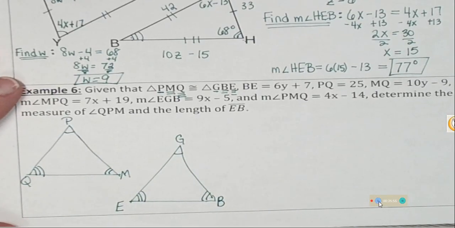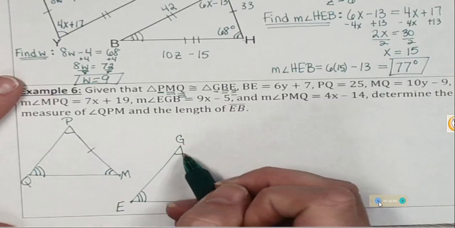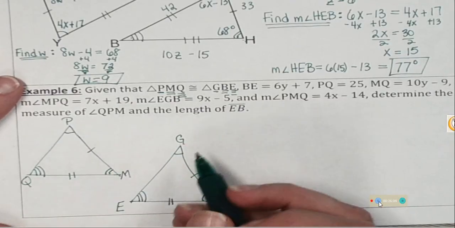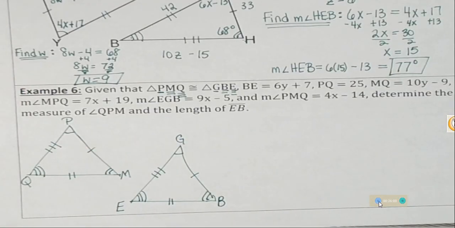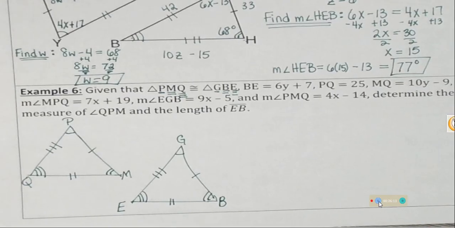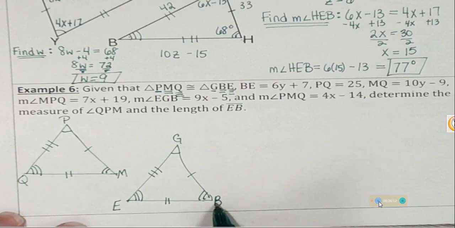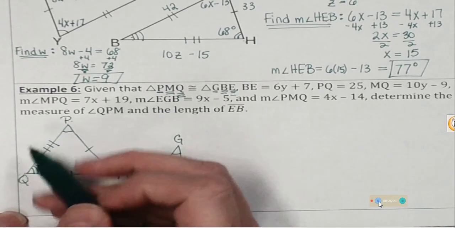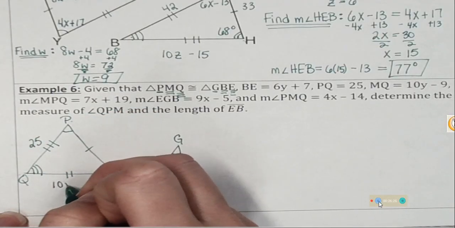The reason I like to draw two that look identical is because between 1 and 2, that side's the same. Between the 2 and the 3 angle, that side's the same. And between the 3 and the 1, those are the same. It's just really easy to look at. Because once I draw my empty triangles and mark what's congruent, now I'm going to start filling this stuff in. From B to E is 6y plus 7. From P to Q is 25. From M to Q is 10y minus 9.